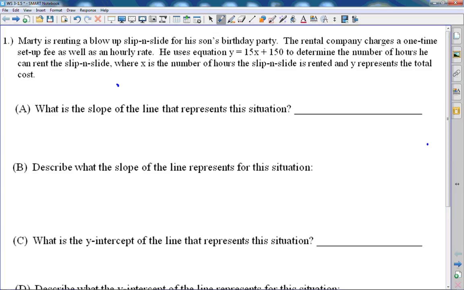There we go. Y equals mx plus b, where m is the slope and b is the y-intercept. Okay, 15 is my slope. Now it says describe what the slope of the line means or represents. Y per x is what we've told you to start with. But the thing is, what is y and what is x?